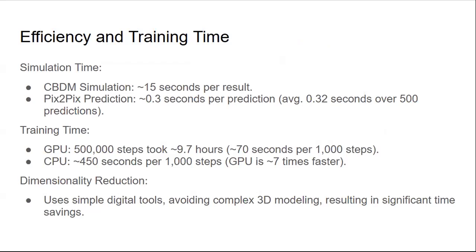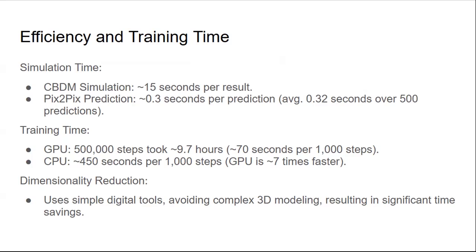Now let's talk about the efficiency and training time. Running a traditional CBDM simulation takes about 15 seconds on the machine used in this research, while making a similar prediction only takes about 0.3 seconds on the machine used to train the pix2pix based model. However, the amount of time used in training cannot just be ignored. Using a GPU to train the pix2pix model with 500,000 steps, 450 data samples, and a batch size of 1 took about 10 hours. This means that every 1,000 steps takes about 70 seconds to train.